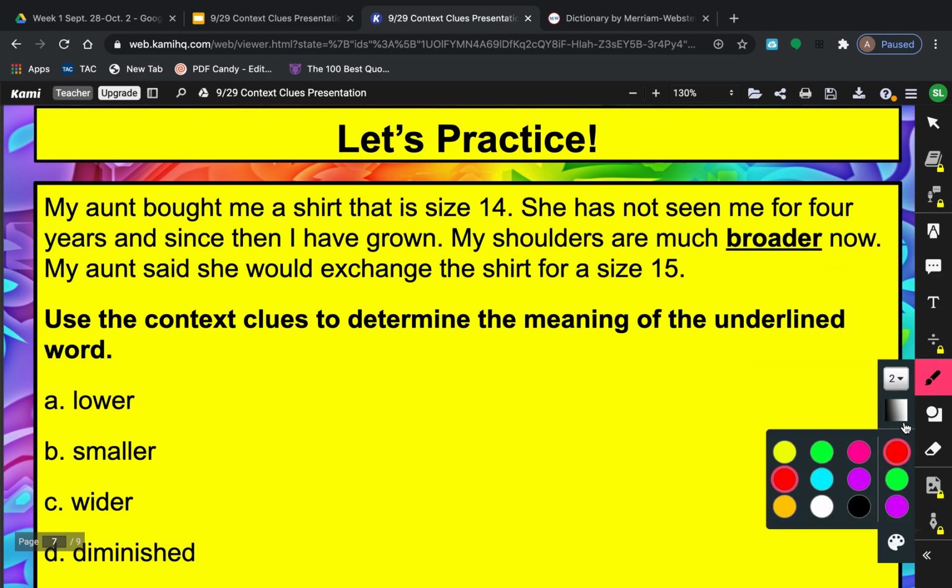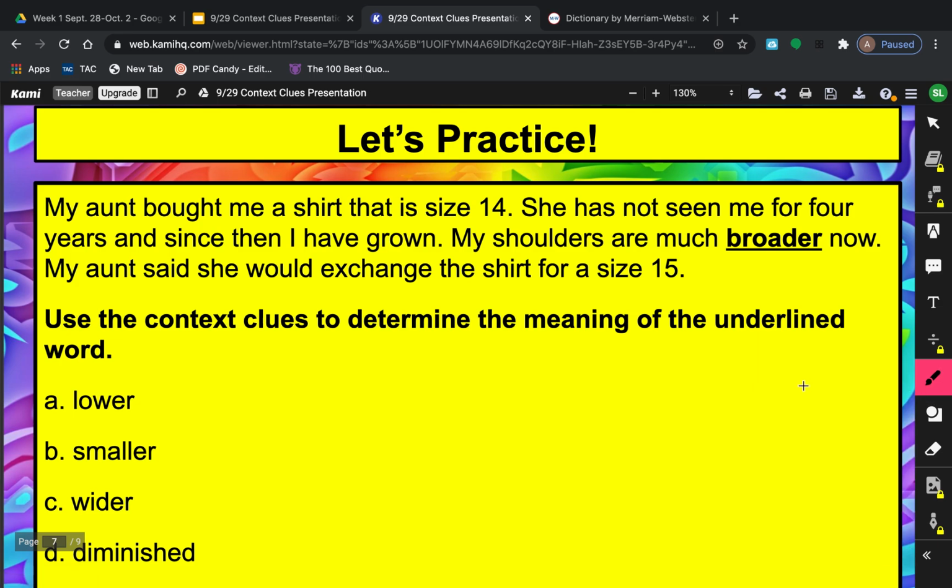So I'm going to use my drawing tool and I am going to underline clues while reading that help me determine the meaning of the underlined words in the text. So the first text says, "My aunt bought me a shirt that is a size 14. She has not seen me for 4 years and since then I have grown." Now I know in a 4-year time frame you can grow bigger because of development. So I'm going to assume that she's grown bigger.